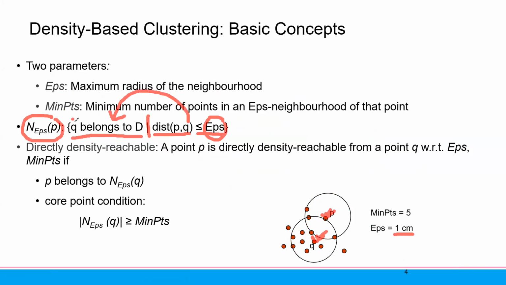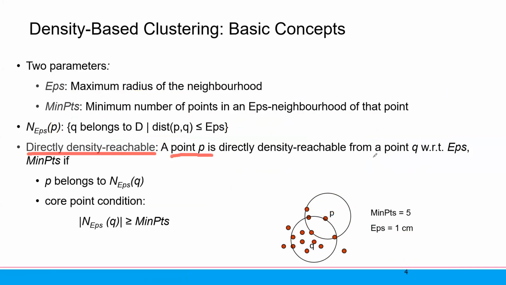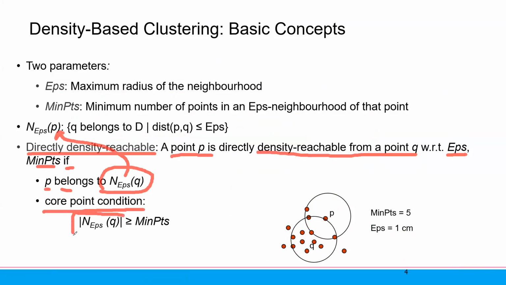So it means we want to know all the Q that belong in the EPS neighborhood of P. We can say it is directly density reachable. If a point P is reachable from a point Q, and we have the EPS and the MinPts, if P belongs to the NEPS of Q, so the NEPS of Q is this one. And we will have another condition, we call it core points. The core points mean the number of data that fits with this condition is higher than the MinPts.